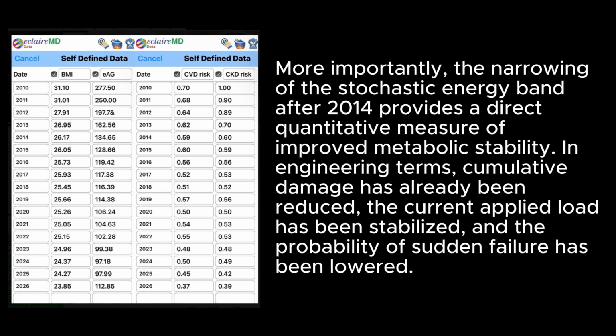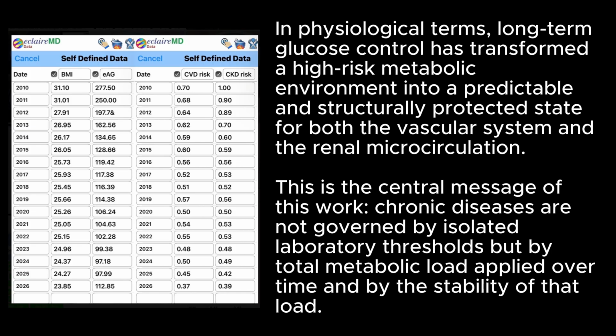More importantly, the narrowing of the stochastic energy band after 2014 provides a direct quantitative measure of improved metabolic stability. In engineering terms, cumulative damage has already been reduced, the current applied load has been stabilized, and the probability of sudden failure has been lowered. In physiological terms, long-term glucose control has transformed a high-risk metabolic environment into a predictable and structurally protected state for both the vascular system and the renal microcirculation. This is the central message of this work.